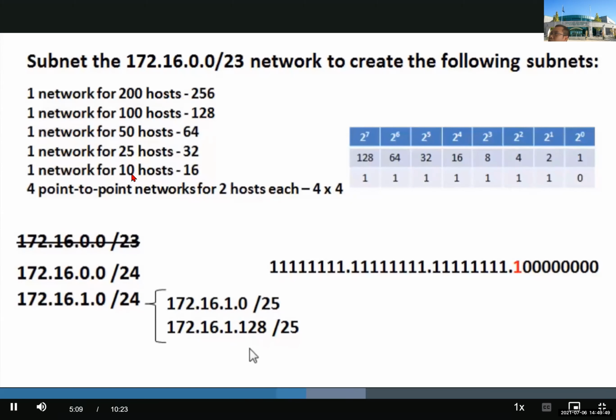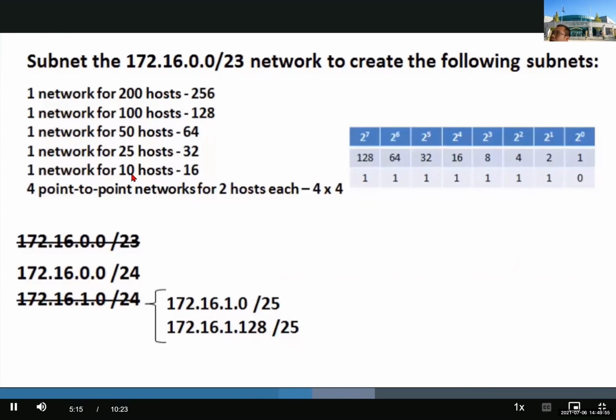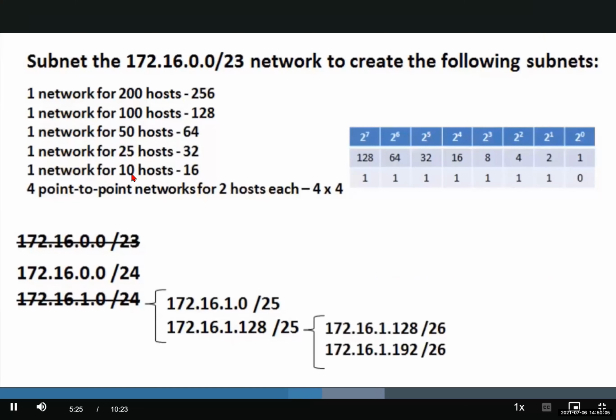Moving on from there, I'll keep the first of these subnets and then further subdivide the second one. So now we no longer have the 1.0 network in its place. We have the 1.0 subnet and the 1.128 subnet. Then I subdivide the 128 subnet into 2 smaller subnets, /26 each.